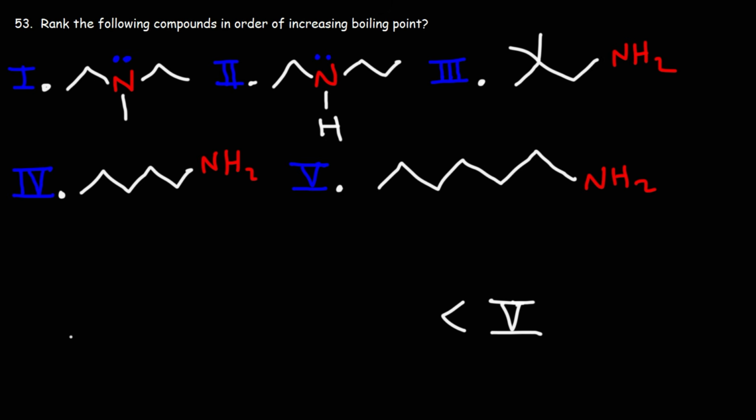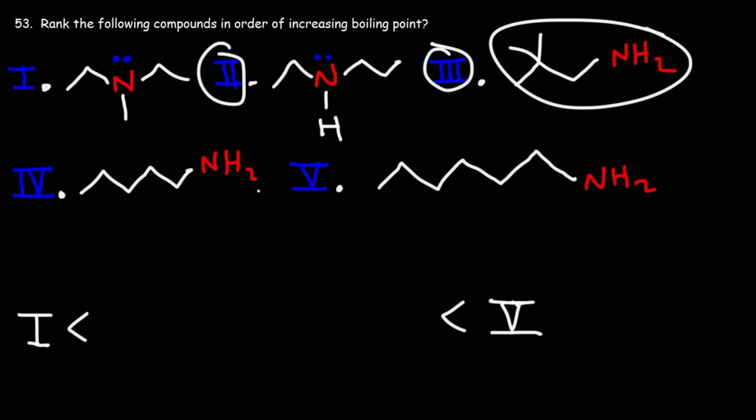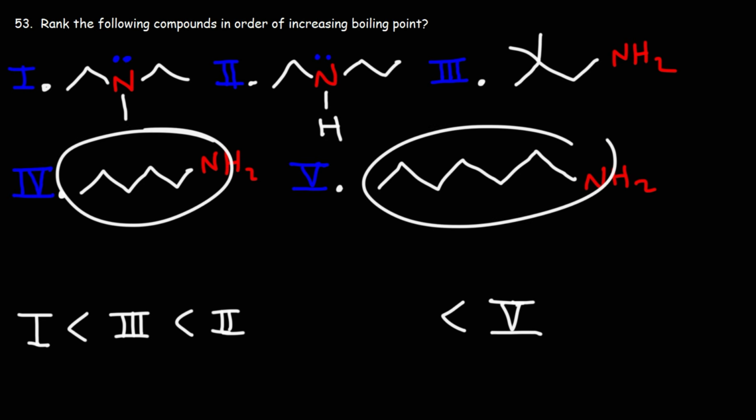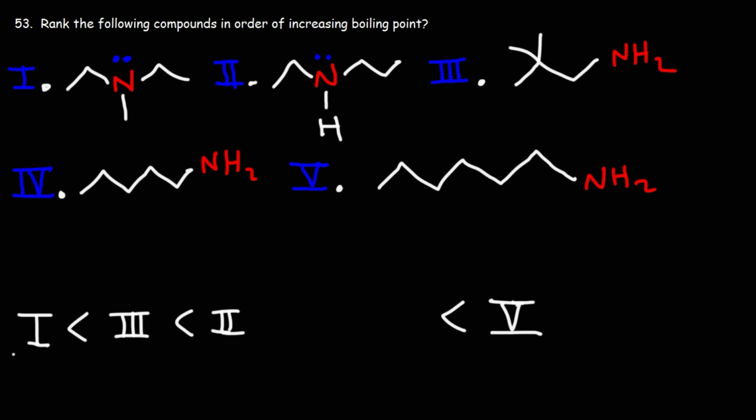So it turns out that the lowest is going to be number 1 because it doesn't have hydrogen bonds. What do you think the second lowest is going to be? So now we look at branching. Looking at compounds 2 and 3, 3 has more branching than 2. So 3 should be next, and then 2. And looking at 4 and 5, both of these are straight chain amino compounds, but this one has 5 carbons, this one has 6. So number 4 needs to be in the middle.